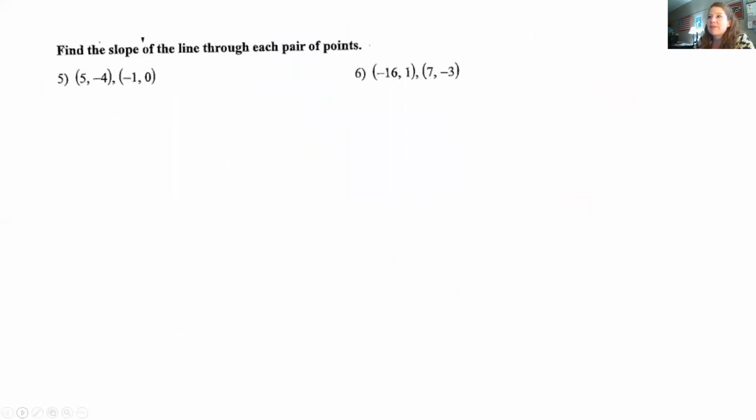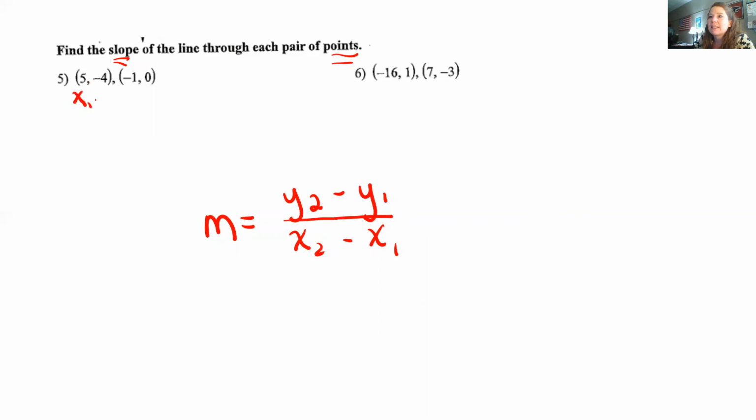All right, let's look at number 5 and 6. When you're given 2 points and you need to find the slope, you're going to use that formula. The slope formula says the change in y divided by the change in x. Okay, so 5 is going to be x1 and -4 is going to be y1. All right, -1 is x2 and 0 is going to be y2.